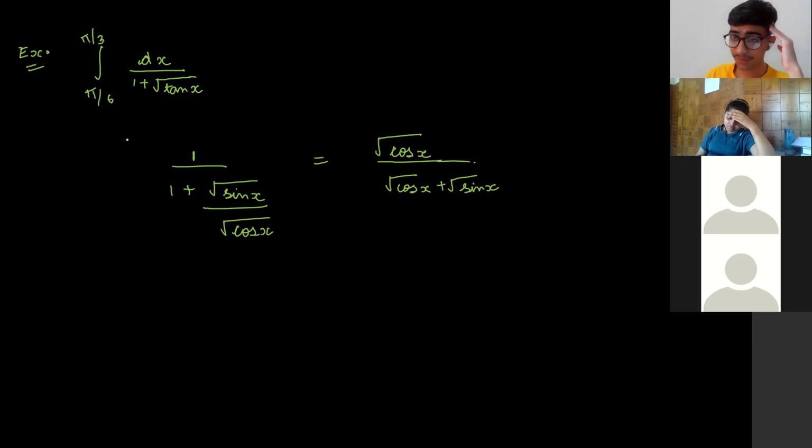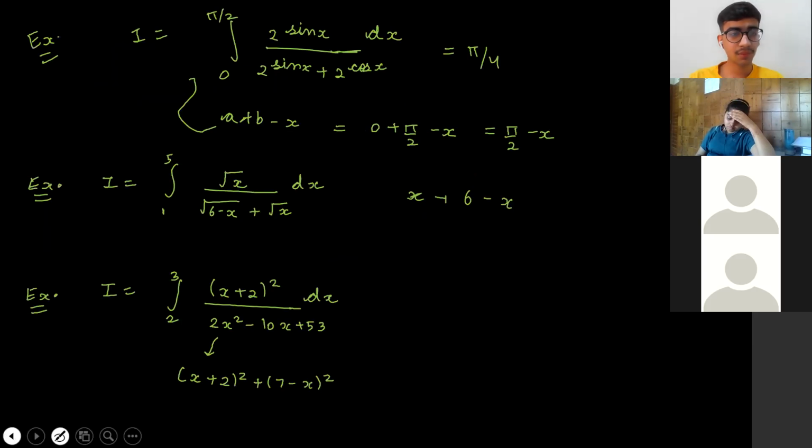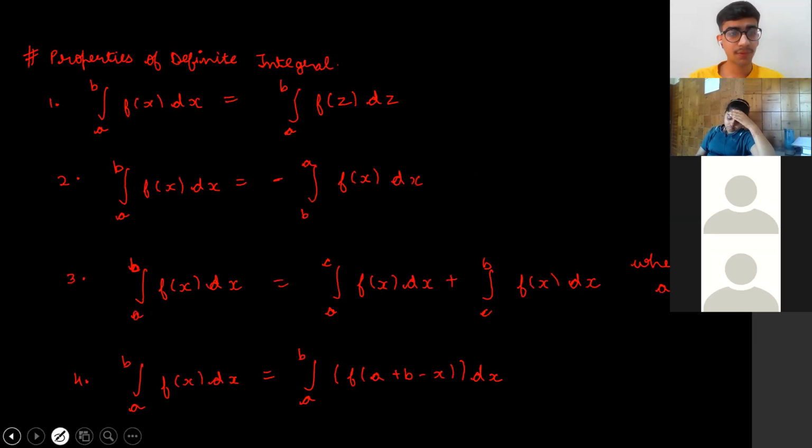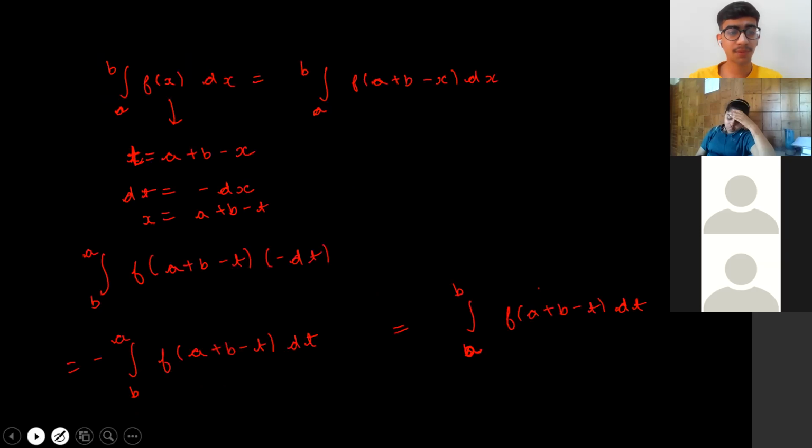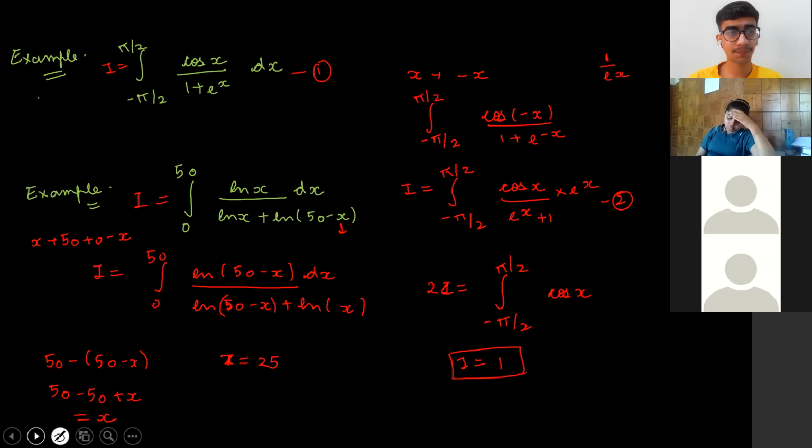Yes, Anch, are you there? So is it pi by 12? Yes, it's pi by 12. Okay, great. Let's go to the next property. So हम लोगों ने how many properties we have written? We have written 4 properties. Let's go to the next property.